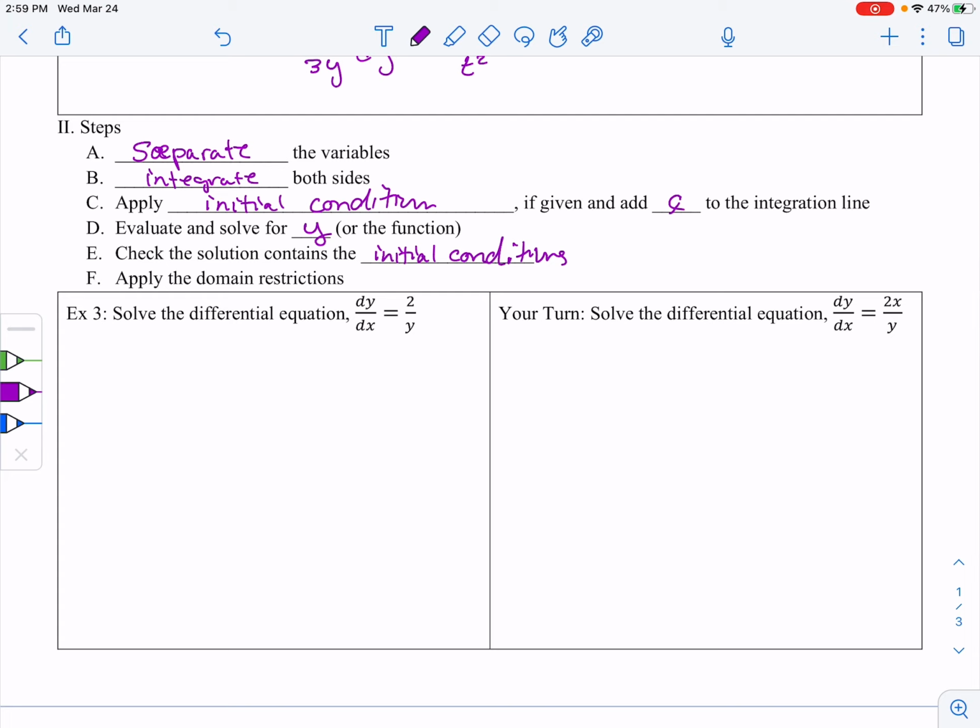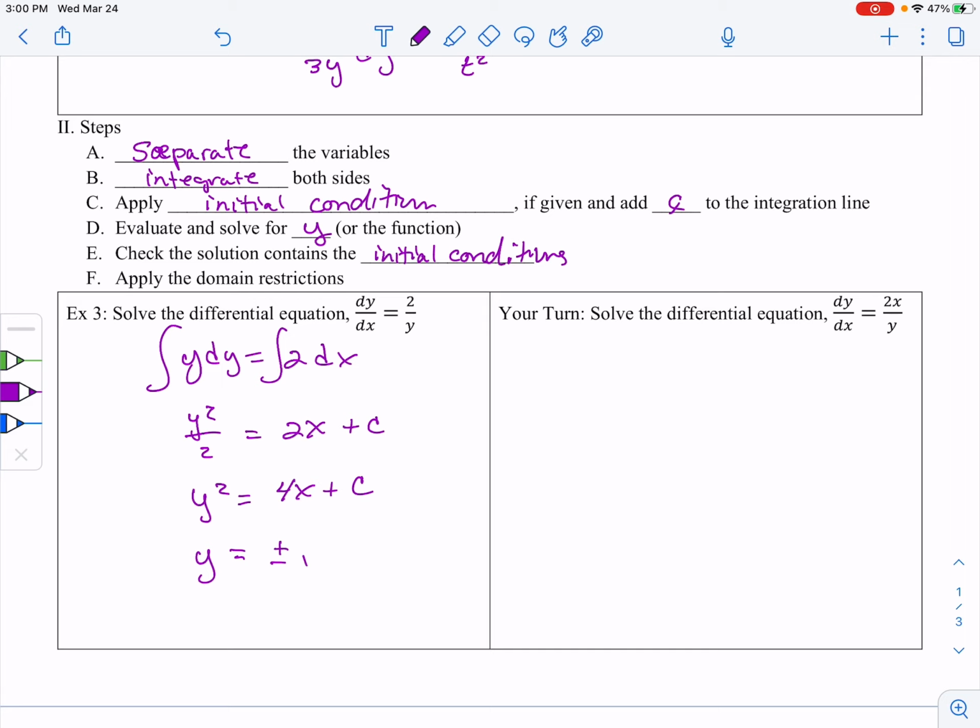All right, so here's your problem. We're going to separate them, which is what we already did. So you have y dy equals 2 dx. And now you're supposed to integrate both sides. The integration of y is y squared over 2 equals 2x plus c. You only need one c. Now you multiply by 2, and you get 4x plus c. You don't have to multiply the c. When you add initial conditions, you'll understand. And now you take the square root. Because we don't know the initial conditions, you need the plus or minus in front of this one. And we've now found the equation.